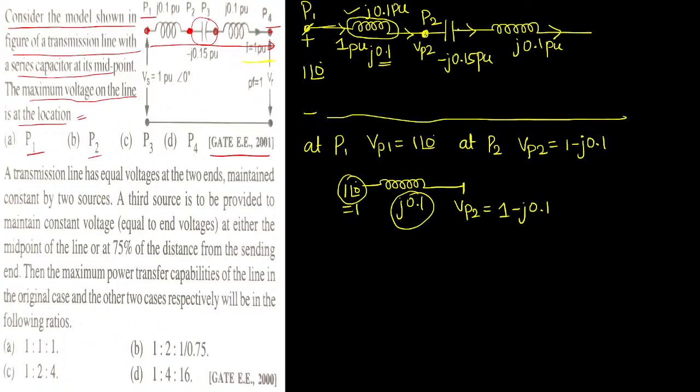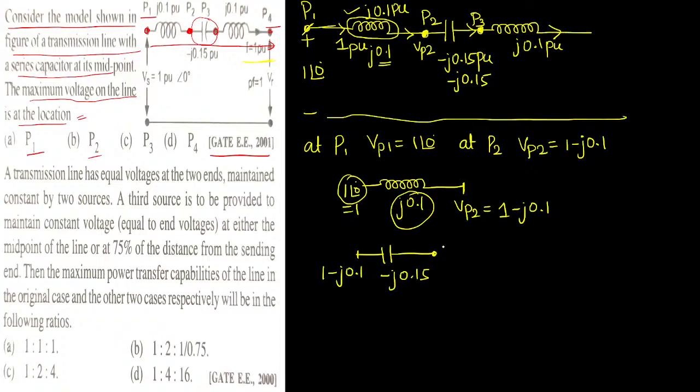Next, can you please find out the voltage drop across the capacitor, because the next point is P3. We have to find the voltage at this point, Vp3. For that we need to know the voltage drop across the capacitor also. What is the voltage drop across the capacitor? Current value is 1 per unit. 1 into minus J 0.15, so the voltage drop will become minus J 0.15. Already you know the voltage at P2, and this is the capacitor. At P2, what am I having? 1 minus J 0.1. Here minus J 0.15 we are having.